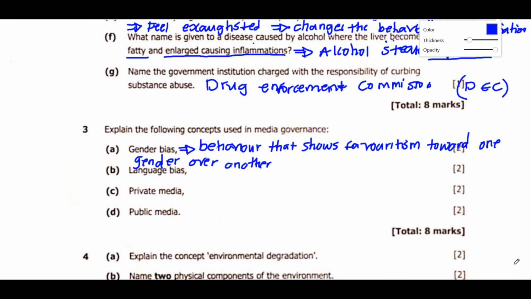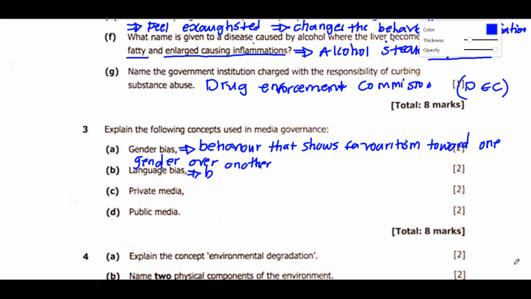Then language bias. This is similar to gender bias. The only difference is that the behavior, the favoritism, is toward one language. For example, English is treated as a language that is biased for. If we remove English in Zambia, we can consider Bemba. Bemba is more prominent, considered to be of higher value than the other languages.